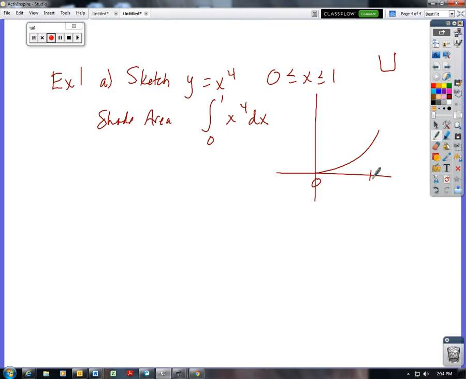Okay, so here's 0 to 1. And this means we're finding the actual area here under the curve. Oh, I think I might have got ahead of myself. Shade the area described. So I just did that automatically without even thinking. Okay, so that was the requirement for letter A.